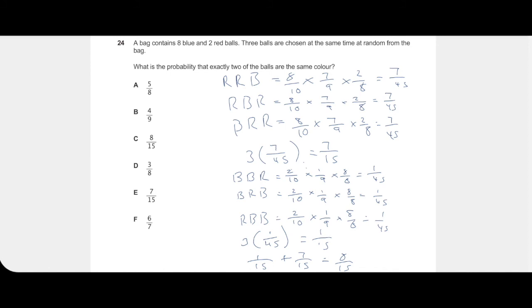And I'm going to add these 3 probabilities together. So 3 times 1 over 45 is equal to 1 over 15. Just to make that extra clear. And I'm going to add these 2 combined probabilities together. So 1 over 15 plus 7 over 15 is equal to 8 over 15. And therefore the answer to this question is C. And that is question number 24 completed.